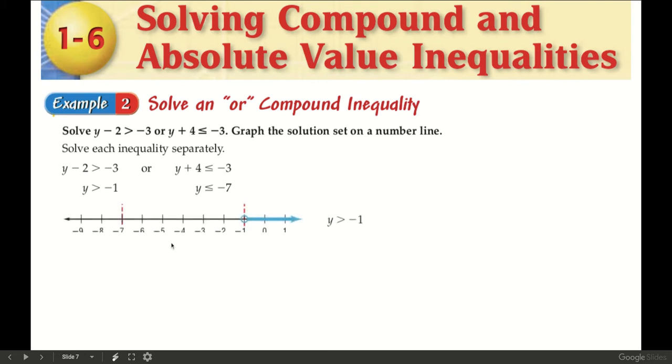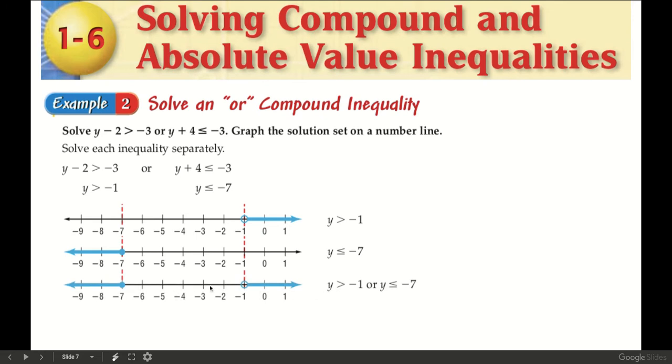So I'm going to go ahead and graph the first one. This would be the graph for y is greater than negative 1, not including negative 1. This is my graph for y is less than or equal to negative 7. Again, it includes negative 7 and anything less than negative 7. So y can be either one of these. So again, my solution set is the union of these two solution sets. So my compound inequality will have both of these because y can be any value here or here.